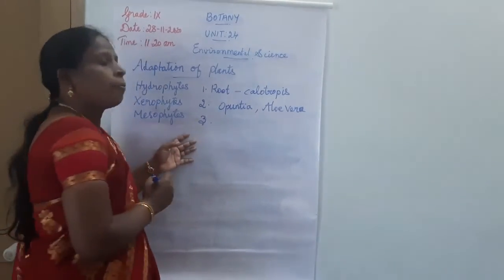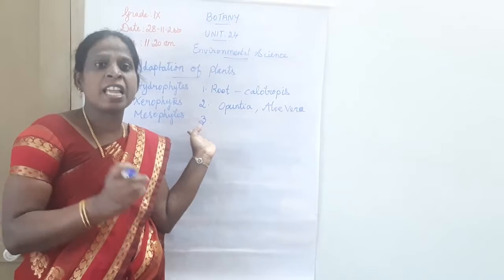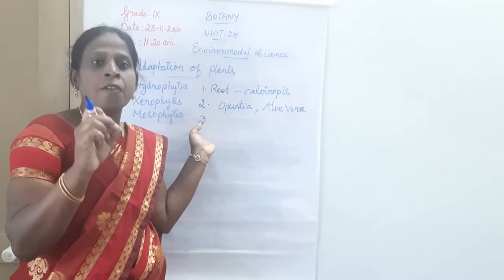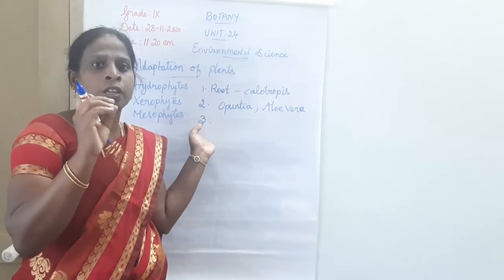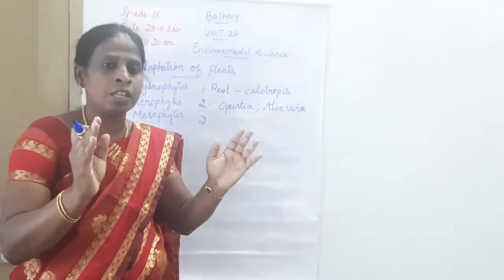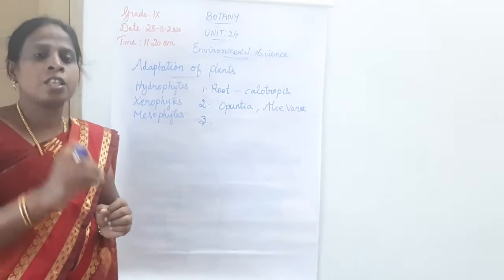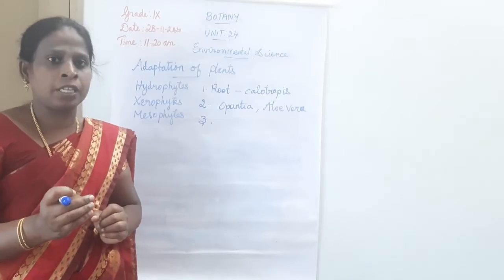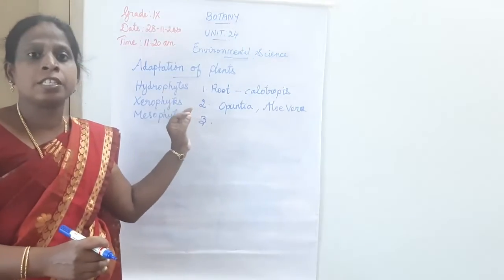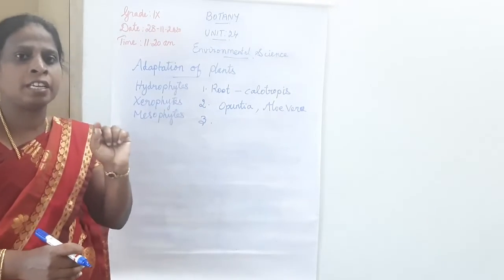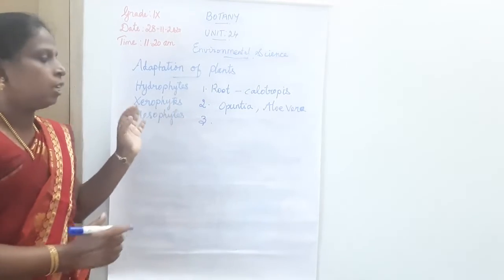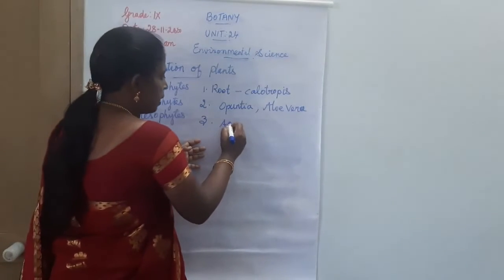Third one is in some xerophytic plants the leaves are very small and thick, and they have a thick cuticle. What is cuticle? Cuticle is the waxy coat present on the surface of the leaf. This cuticle reduces the transpiration rate. So some xerophytic plants have small, thick leaves with a thick waxy coat. Example for that is acacia.